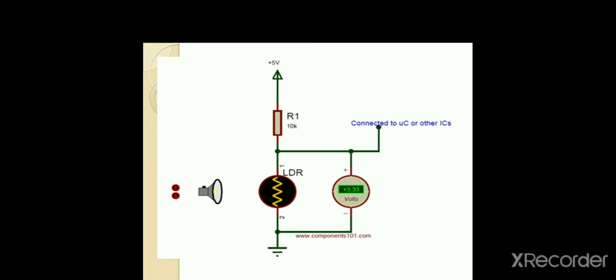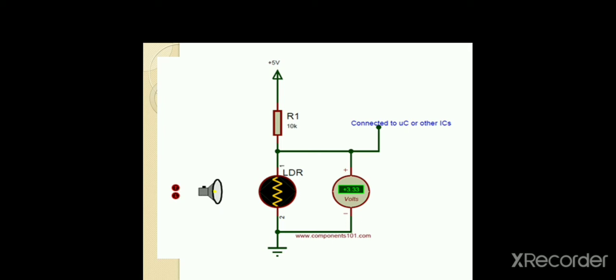So let's see the working of this circuit. First of all, in this circuit arrangement, when the LDR is in darkness, it will have very high resistance, as we know, and most of the supply voltage is then dropped across the LDR. So the output signal will be high. In bright light, the resistance of the LDR becomes low, and most of the supply voltage will drop across the resistor R1, and the output voltage will be low.